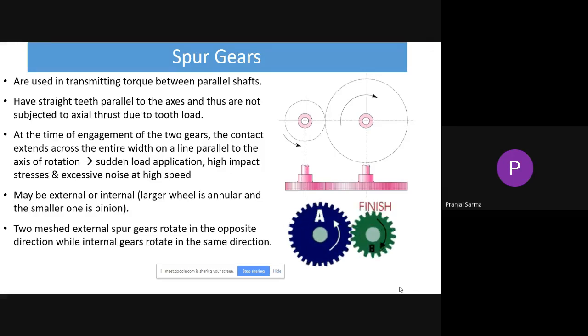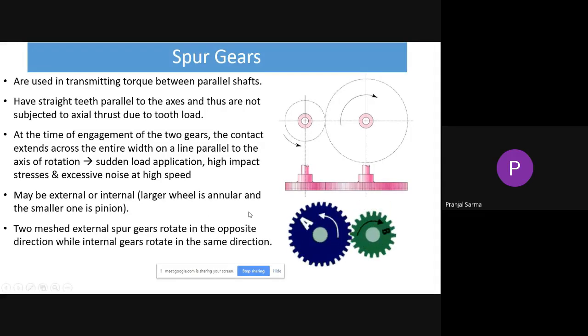Now, this engagement, as we are talking, the gears should be meshed properly. So this meshing or engagement can be external or it can be internal. In this particular figure, whatever you see, is it an external arrangement or internal arrangement? It's an external arrangement, or external meshing. In case of internal arrangement, I will show that in the subsequent slide.